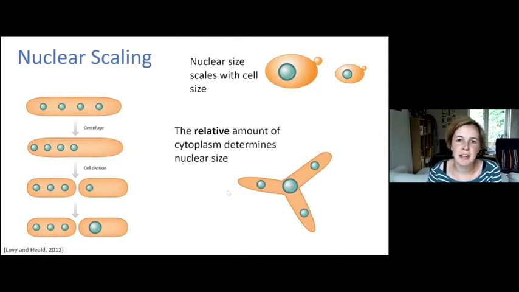That is a strong indication that it's something in the cytoplasm, so in the material outside of the nucleus but inside of the cell, that actually causes the nucleus to grow. And there have been, of course, a number of experiments to suggest different components that are responsible for allowing the nucleus to grow to a certain size.